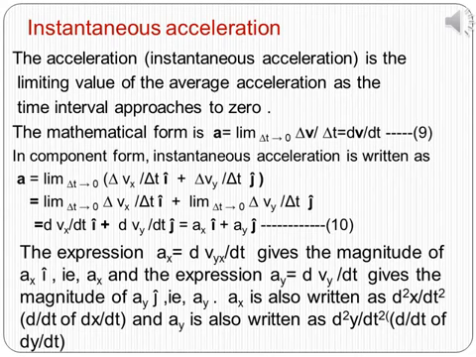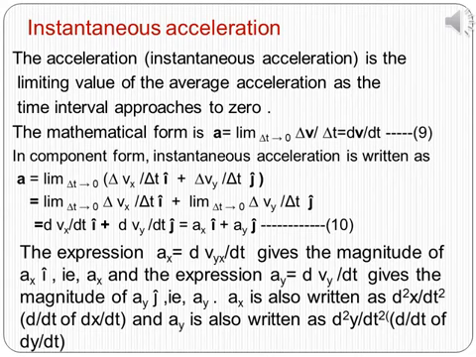When it is written in its component form, the instantaneous acceleration vector a is equal to the limit as delta t tends to 0 of delta vx by delta t i cap plus delta vy by delta t j cap, which is equal to the limit of delta vx by delta t i cap plus the limit of delta vy by delta t j cap, which is equal to dvx by dt i cap plus dvy by dt j cap, which is equal to ax i cap plus ay j cap. This is expression 10, where ax and ay are the x component and y component of the instantaneous acceleration vector a.